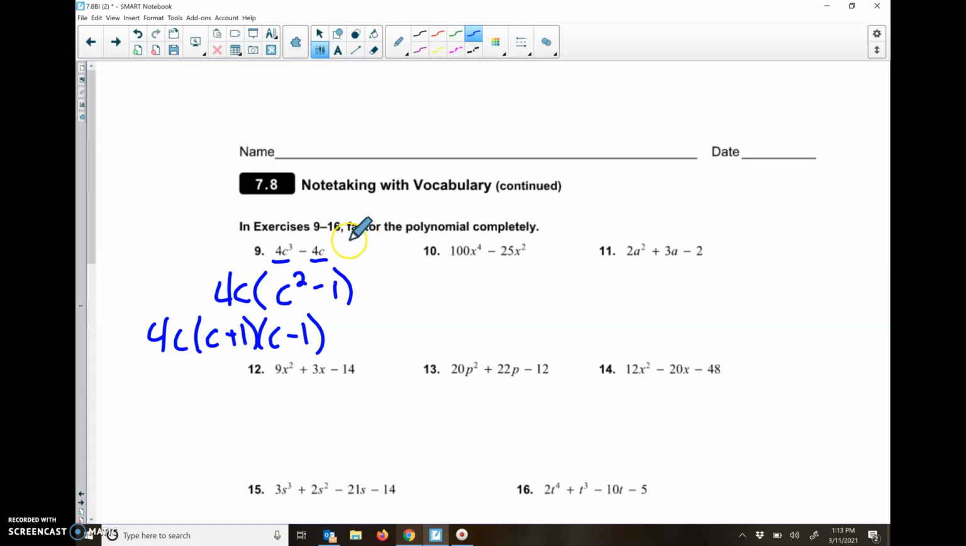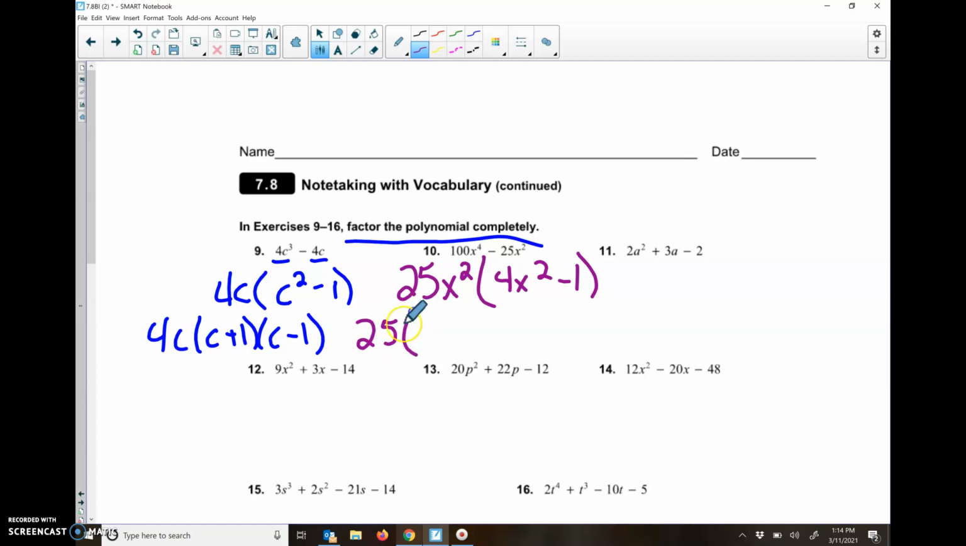So when it says factor it completely like that, you're going to want to see what you can pull out first. Okay, same thing here. My greatest common factor between 100 and 25 is 25. 25 can go into 100, 25 can go into 25. And then my greatest common factor between x to the fourth and x to the second is x to the second. So again, if I divide those, I end up with 4x squared. And if I divide those, I end up with that negative 1 again. And then you can also split up the parentheses again. Whoops, forgot my x squared.